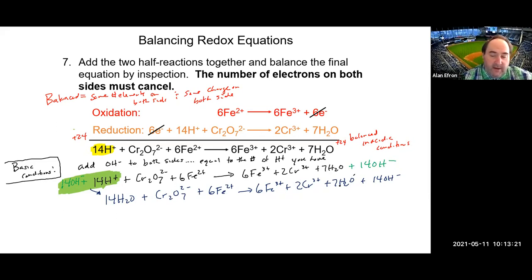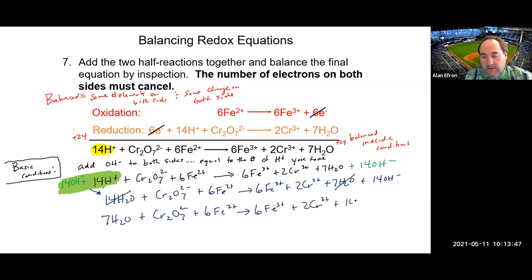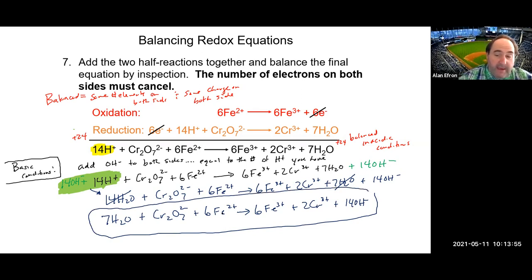You could reduce it down, thinking of the arrow as like an equal sign, subtracting basically the 7 waters to the other side. When you do that, that's going to leave you 7 waters plus dichromate plus iron 2+, iron 3+, and this.